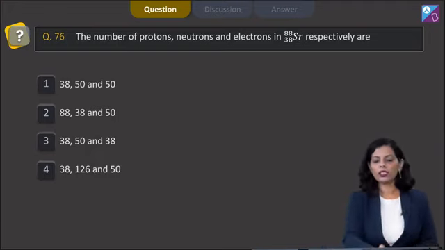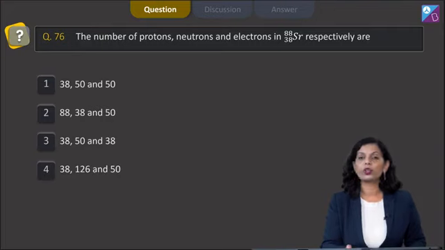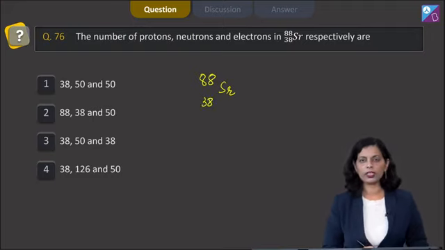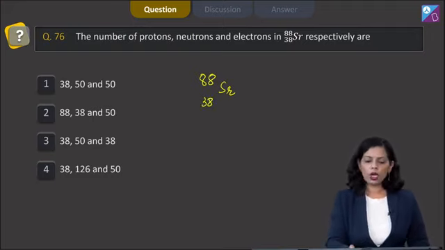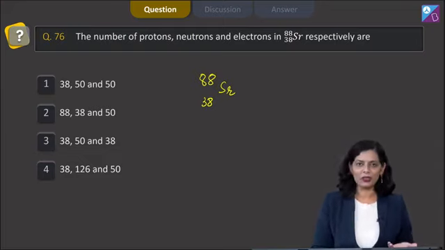Next question. The number of protons, neutrons and electrons in strontium. Mass number is given, 88. And atomic number is also given, 38. Proton, neutron and electron you need to find out. In the neutral atom, if atom is there, it would be neutral.